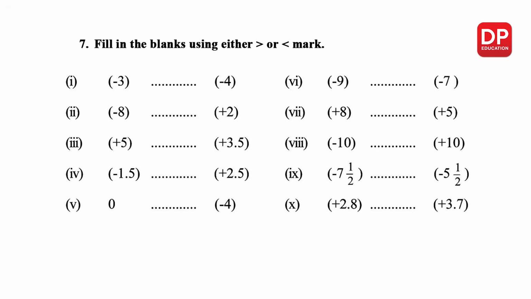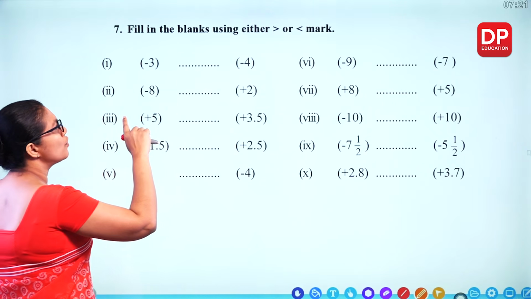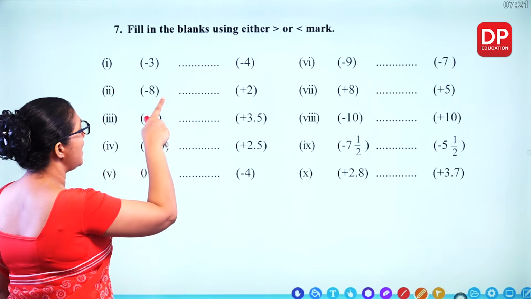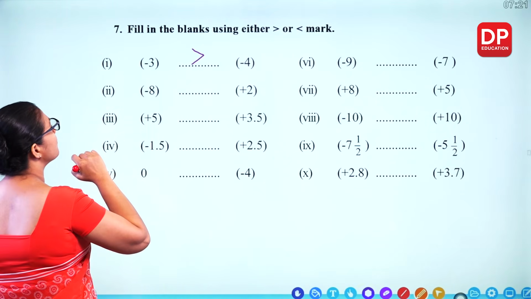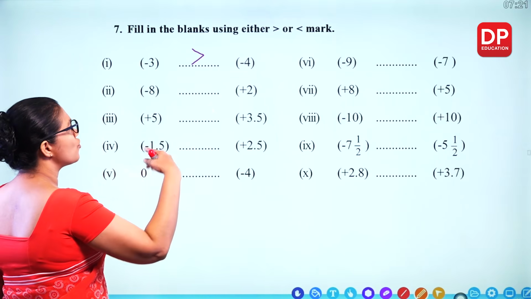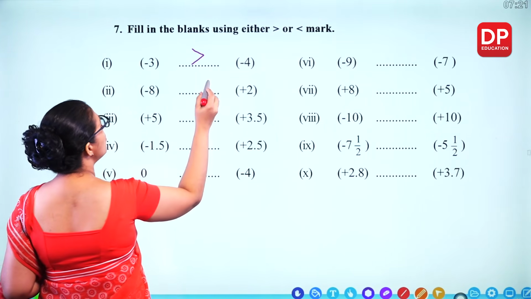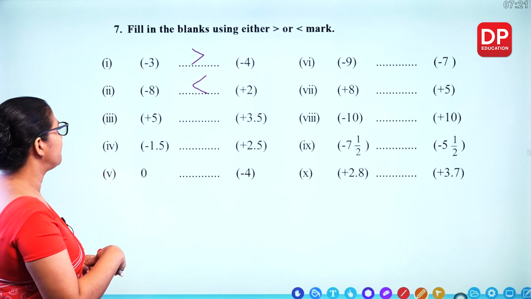Fill in the blanks using either the greater or less than mark. Minus 3 and minus 4. So minus 3 is towards the right side compared to minus 4. So this is greater. Minus 8 and plus 2. 2 is to the right and minus 8 to the left. So 2 should be greater. So minus 8 is less than plus 2.